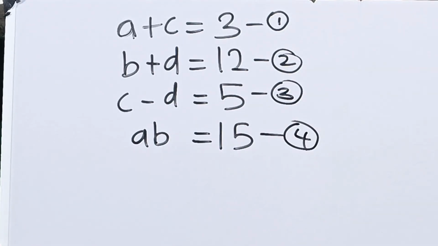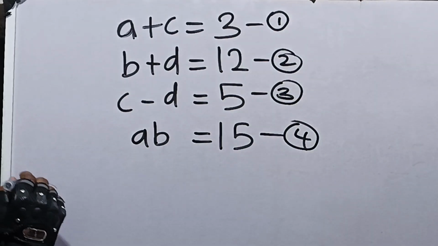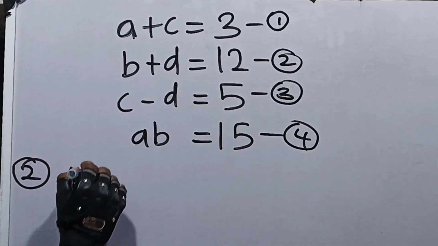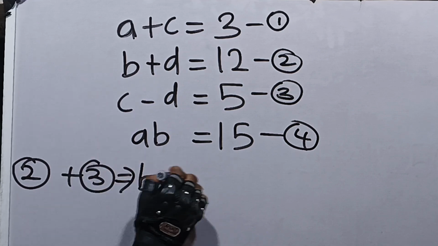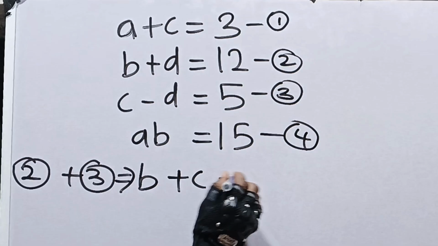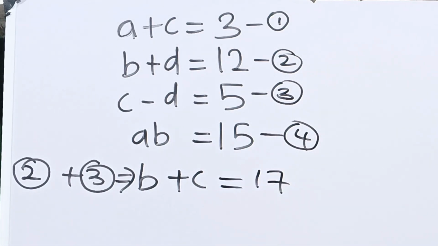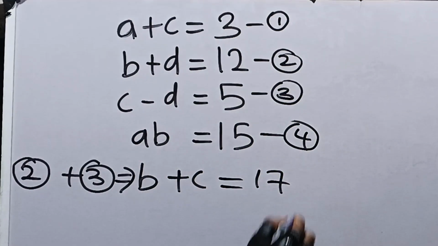Now the first thing we can do here is add equation 2 and equation 3. So 2 plus 3 will give us b plus c equal to 17. Let's now call this equation 5.